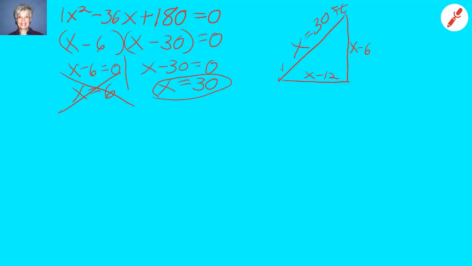And that's what we're being asked: how far up the building it extends. 30 minus 6 is 24. So the ladder extends 24 feet up the building.